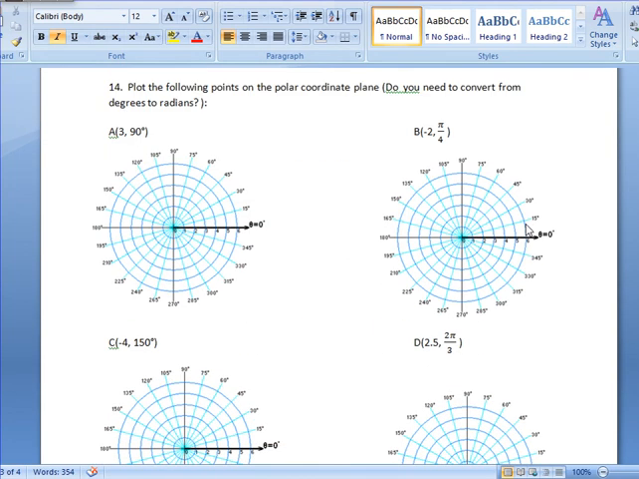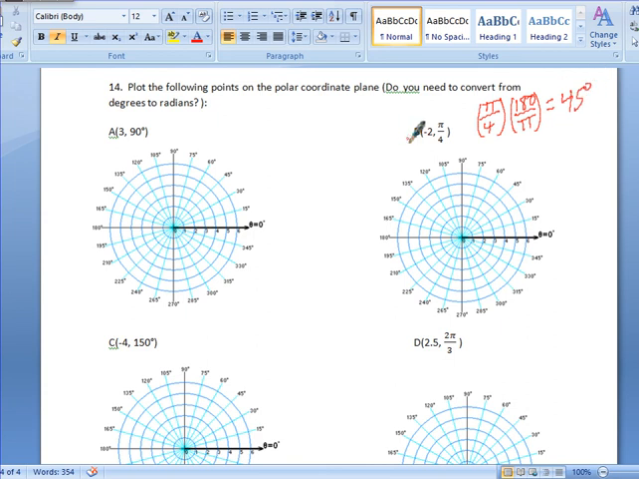Lastly, here's some graphing. Do you need to convert degrees to radians? If you'll notice, our graphs are both in degrees. So right here, for example, I need to change pi over 4. And how do you change to degrees? Well, you multiply by 180 over pi. Put that in your calculator, and you will see that that's equal to 45 degrees.